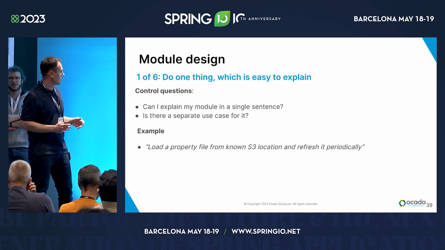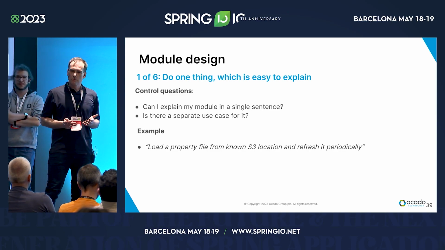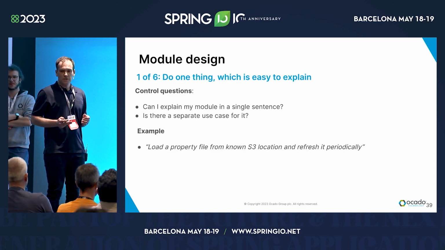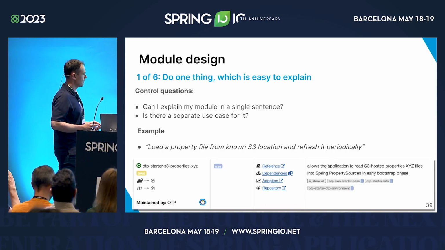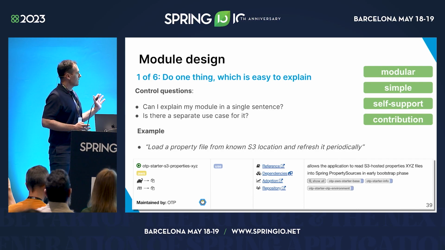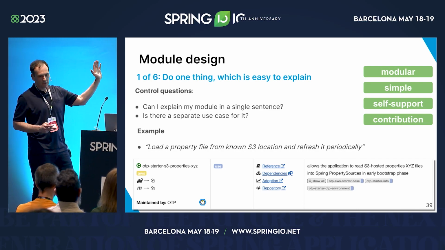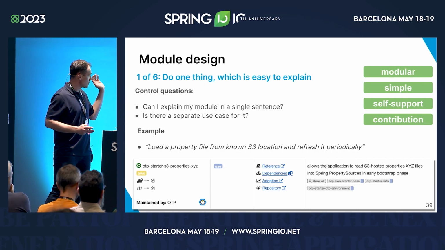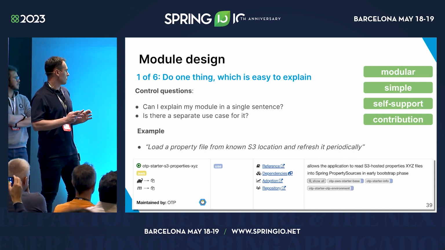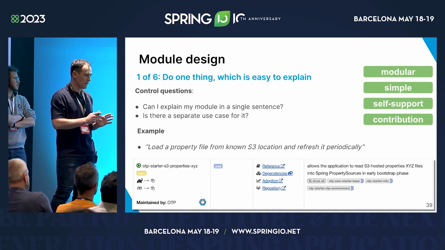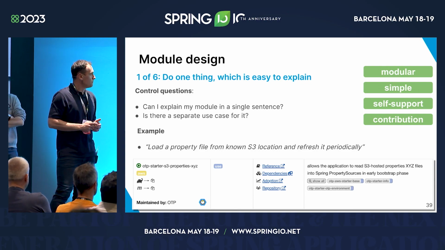An example: loading a property file from S3 and refreshing it periodically. This is an actual module. We have a couple of such modules. And working that way, we cater to the good parts of the mixer, saying they are modular, simple, easy to self-support, easy to contribute to, because there are only a few classes in Java, so anyone can contribute.